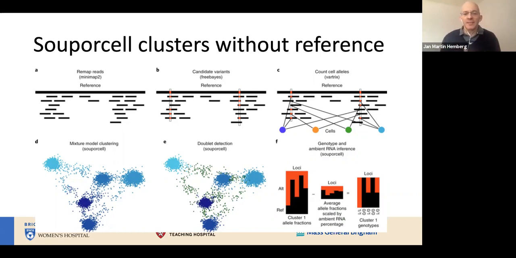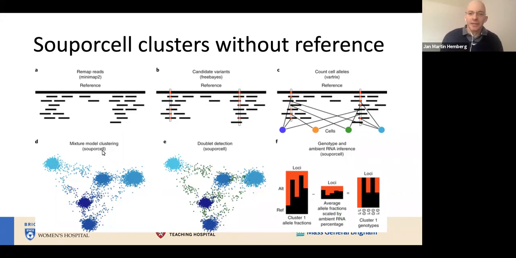So one is doublet detection, and it's important here to realize that there are different types of doublets. So one is referred to as genetic doublets. So that's when you have two cells from different genotypes. So those are the only ones that we can detect. If we have two cells from the same donor, then we can no longer detect them using this method. Then we have to use the type of methods that I talked about in the previous lecture.